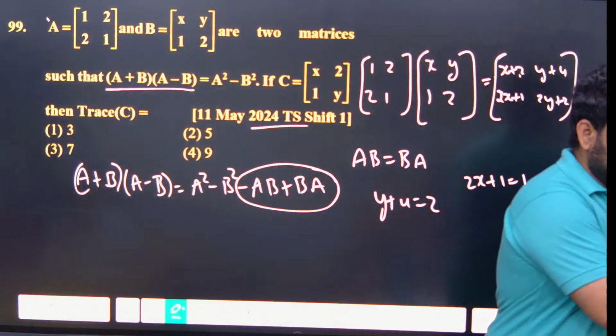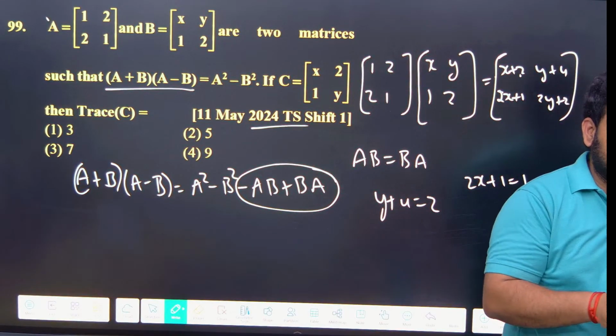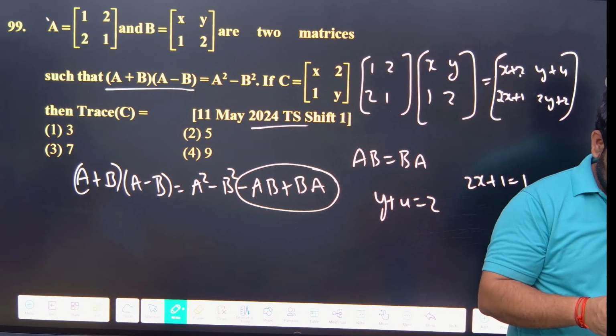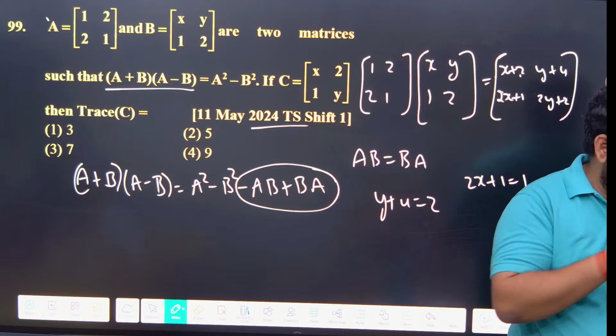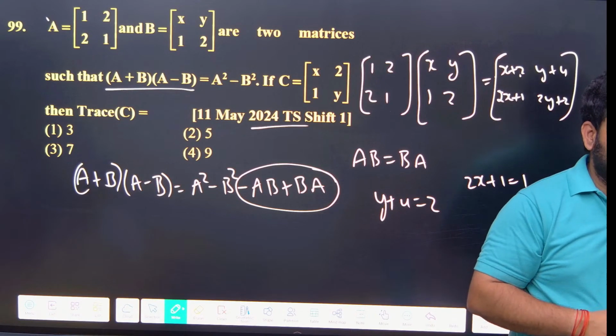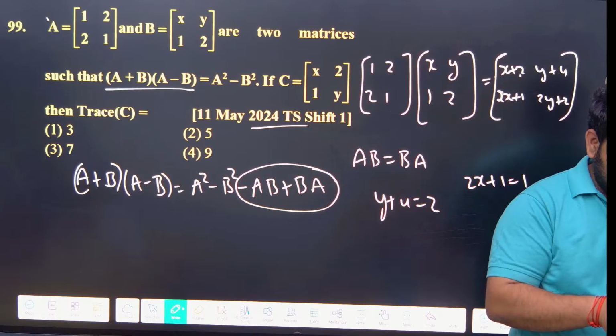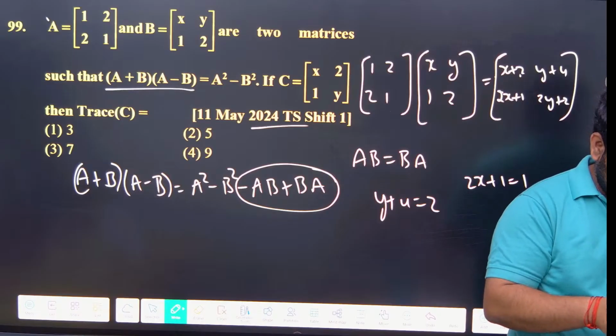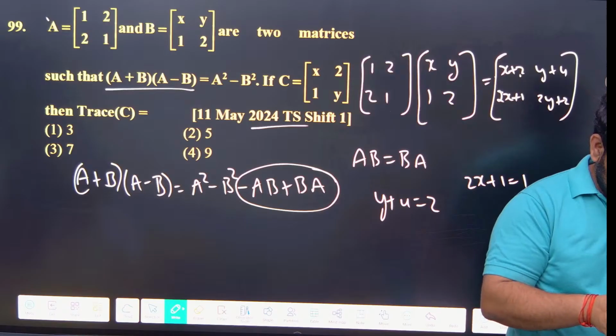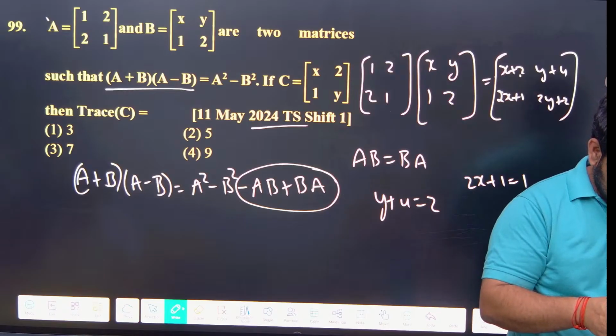You try this. What are they asking? They are asking for the trace of C, not the trace of A or anything. What is trace? Please watch the previous class. Trace means the sum of the diagonal elements. Find out the answer for this, all of you.